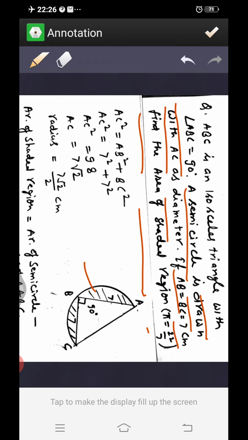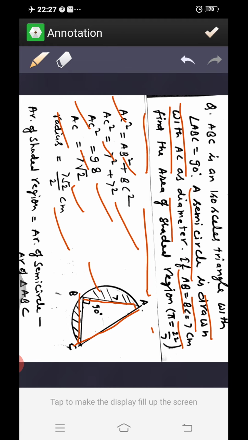So in this figure you can see one semicircle, and this ABC is given an isosceles triangle. Both sides are given 7 centimeter. So first of all we need to find this diameter. So we will apply here Pythagoras theorem. AC square equal to AB square plus BC square, that is 7 square plus 7 square. So AC square equal to 98, AC equal to square root of 98, 7 under root 2. Diameter is 7 root 2, so radius will be half of the diameter, 7 under root 2 upon 2 centimeter.